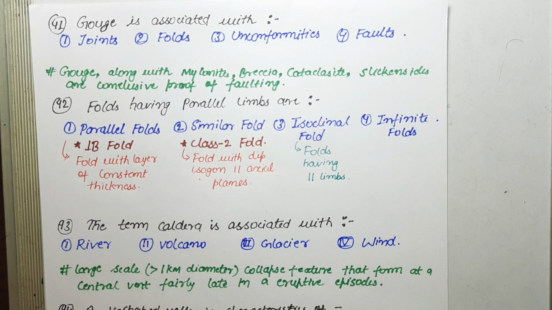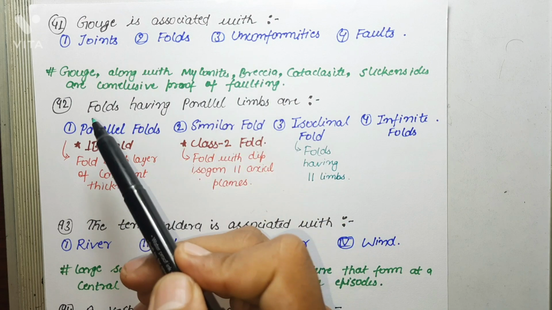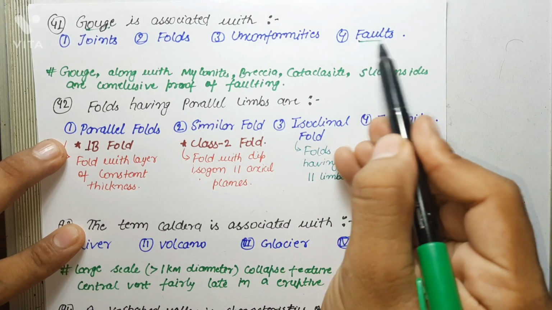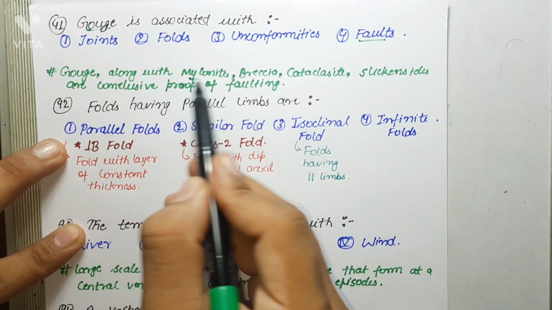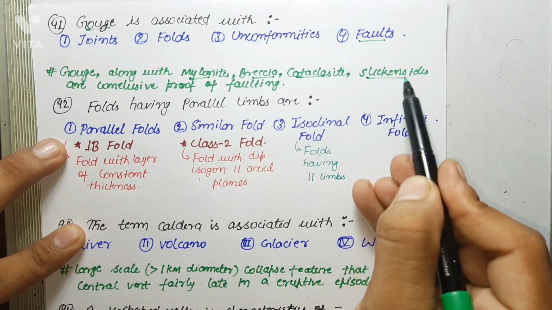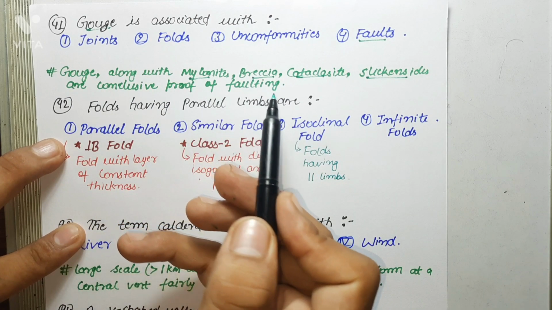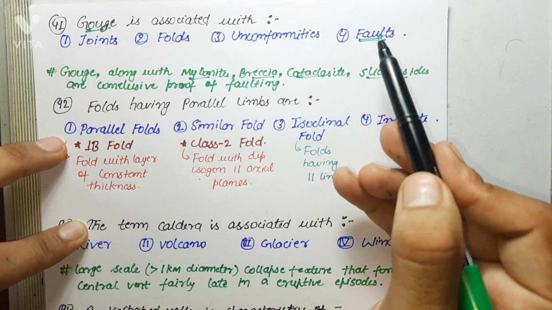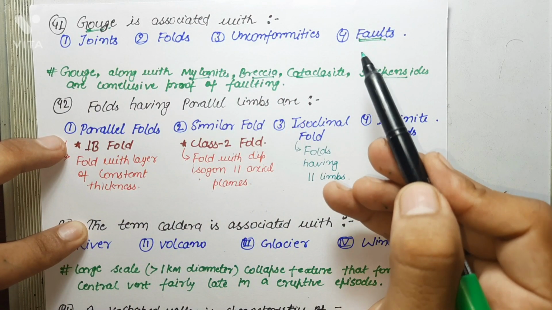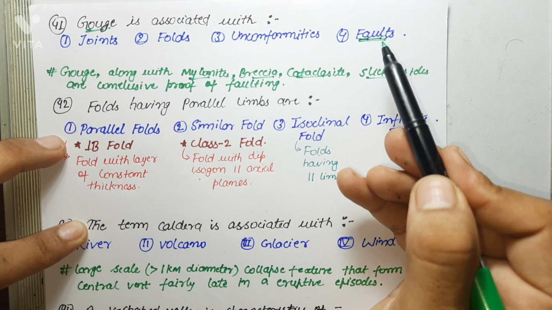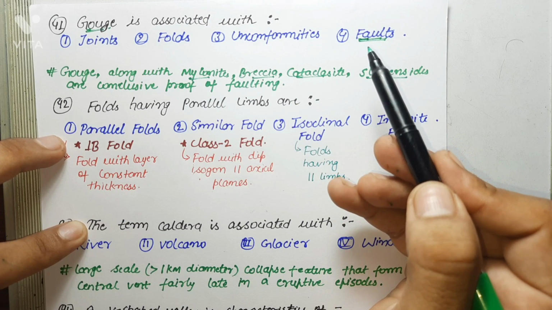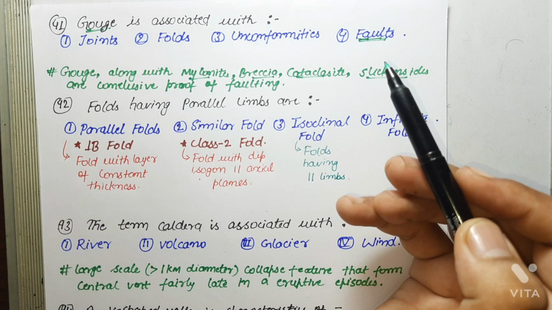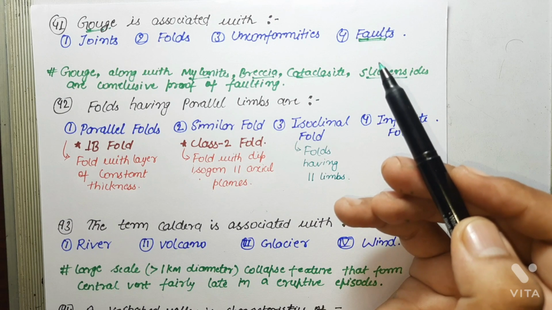Now next question is, gouge is associated with. Gouge is a feature which indicates faulting. Along with gouge, mylonites, breccia, cataclasite and slickensides are exclusive proof of faulting. Gouge is an indication of faulting. If you get gouge in a field, then you can say there is presence of fault, but this is not a sufficient condition. You should have other physiographic criteria and other field criteria also to determine a fault.